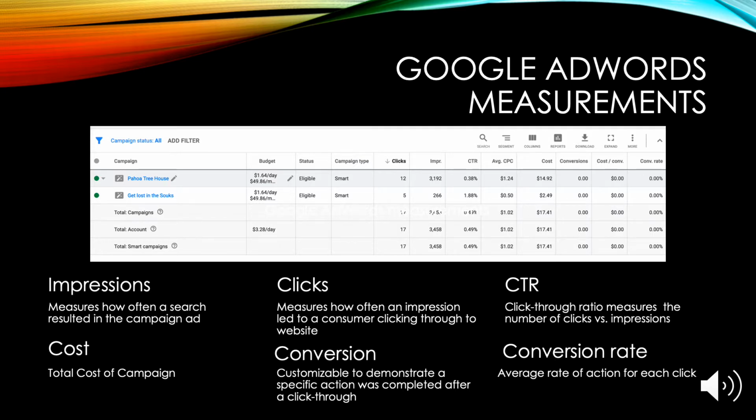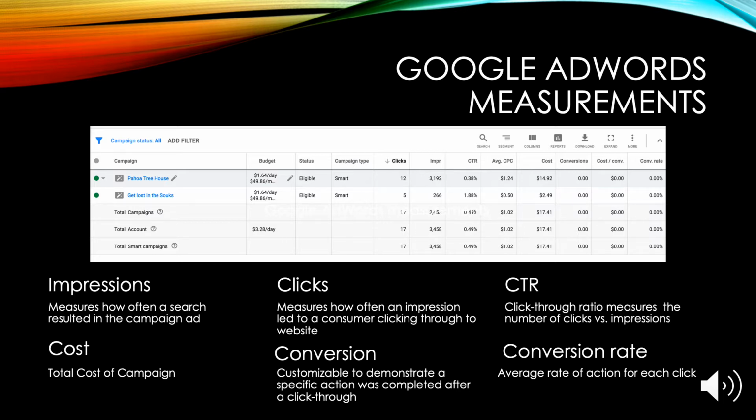Google AdWords measurements. Google AdWords will measure the campaign's effectiveness, including the following: impressions, how often the keywords result in the ad being displayed; clicks, how often a consumer clicks on an ad; CTR, meaning the click-through ratio. This measures the number of times someone saw the ad compared to how often they clicked to go to the website. Cost, how much the organization has spent on the campaign.